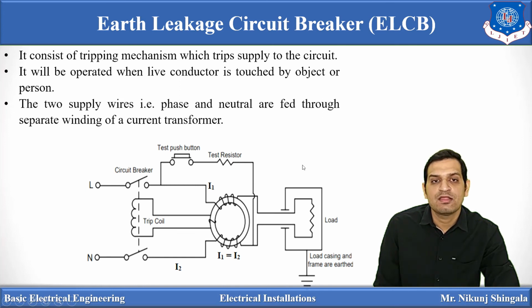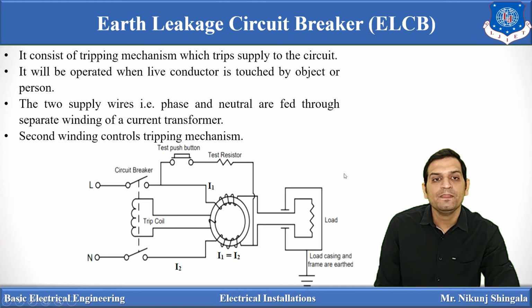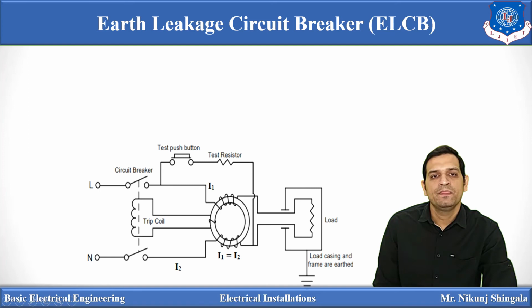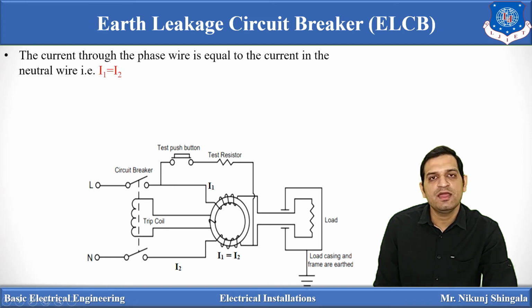The two supply wires, that is the phase and neutral, are fed through separate windings of the current transformer, as you can see here, and the tripping mechanism will operate over here, which will disconnect the supply from the current transformer. The secondary winding controls the tripping mechanism. Now in normal condition, when there is no leakage current flowing from the load to the earth, the current flowing through both wires will be equal, that is I1 and I2, because the load is connected in series. Here one series loop is there, so I1 will be equal to I2.